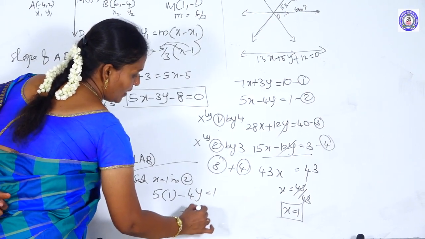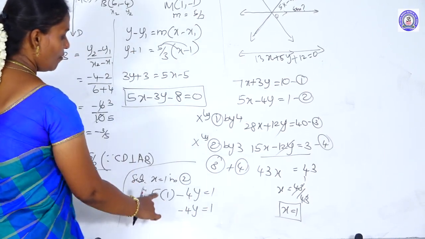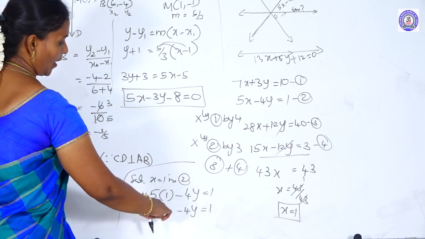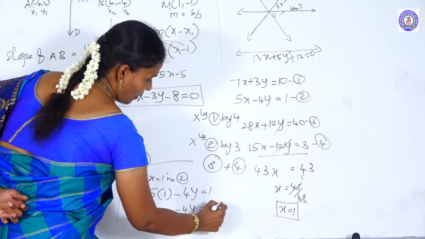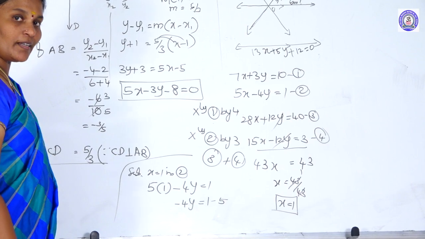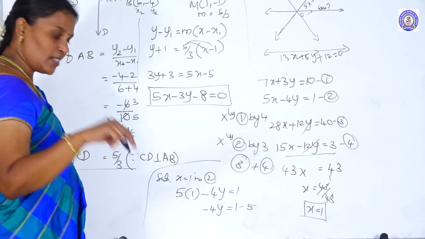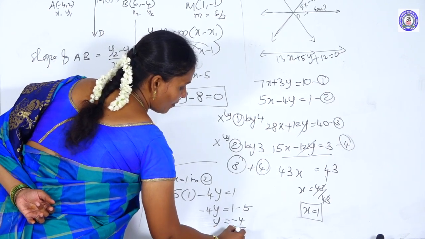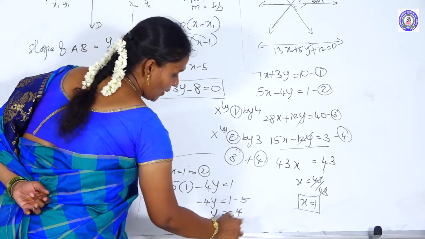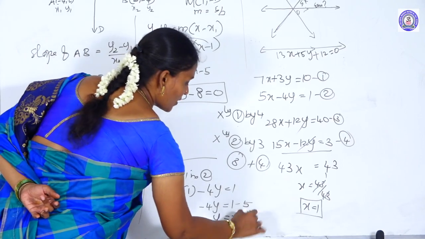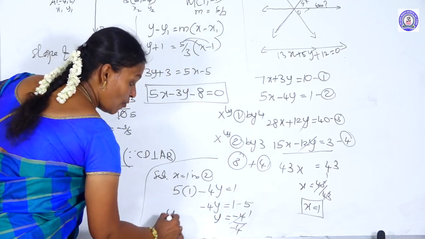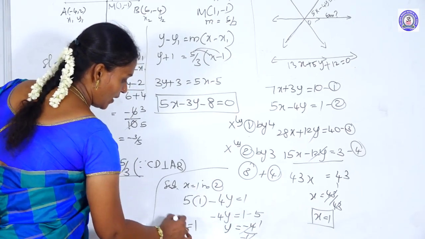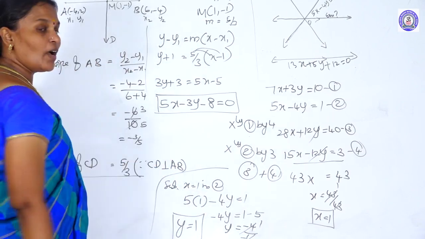Minus 4y is equal to 1. 5 into 1 is 5. This 5 moves to the right side, that becomes minus 5. Understand? So 1 minus 5 is minus 4. So y is equal to minus 4 by minus 4. Minus 4 cancels. So y is equal to 1. So what is the value of y? 1.